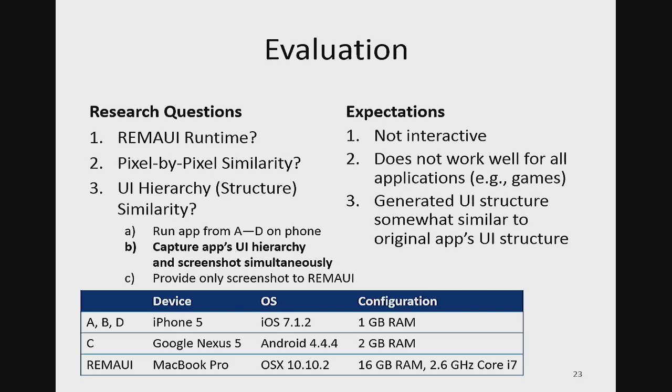So that's a concrete example, a use case, but we also have a more extensive study. We asked basically three research questions. The first is, what's the runtime? We implemented this for Android, so what's the runtime of this thing? The second one is, what's the pixel-by-pixel similarity if we take the original input image and compare it with a screenshot of our generated application? The expectation is that it's probably not going to run interactively because of the relatively expensive OCR and computer vision tasks. And for the second one, we are not at this point supporting all kinds of applications. For example, games are pretty hard because they do not use these UI hierarchies. Instead, they might draw directly on the screen with OpenGL, so we're not touching those at all at this point.